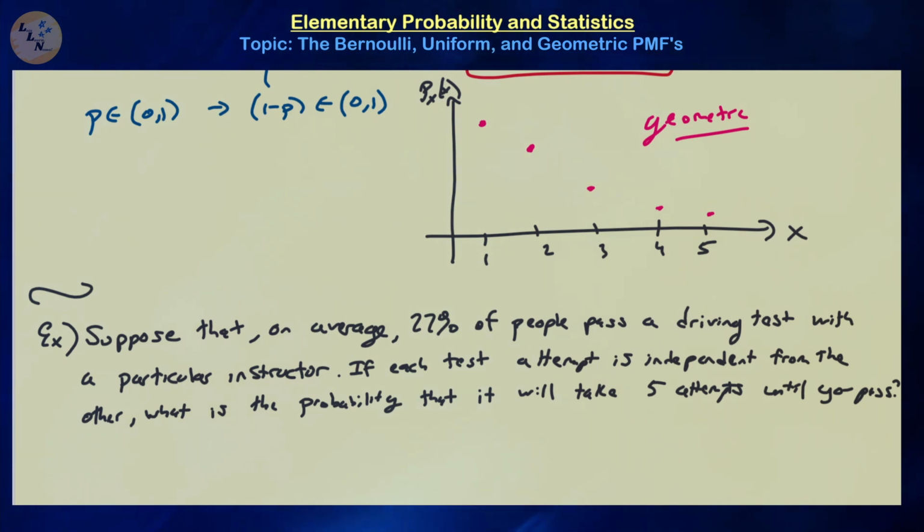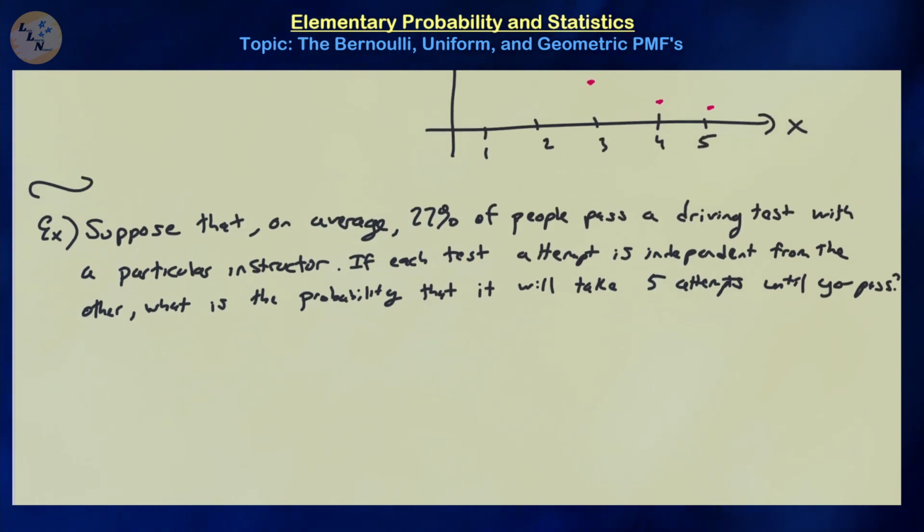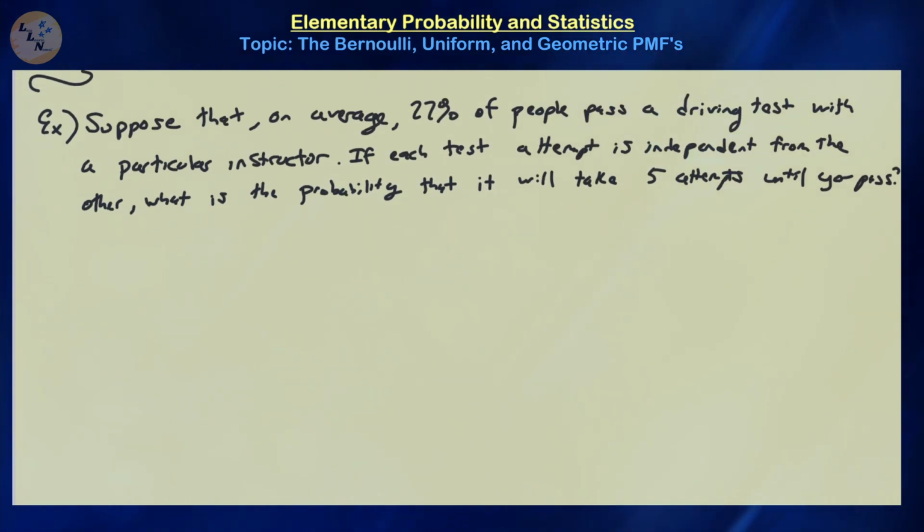So if each test is independent from the other, what is the probability that it will take you 5 attempts until you pass? Assuming no other things like this instructor has a grudge against you or something like that. This is a particular scenario where we can use the geometric distribution to solve our problem. So we want to only take 5 attempts until you pass, right?